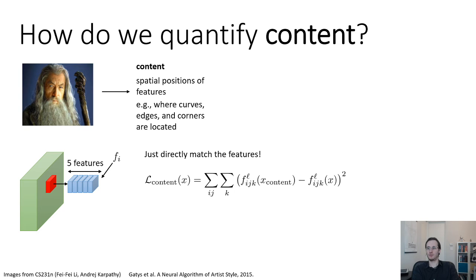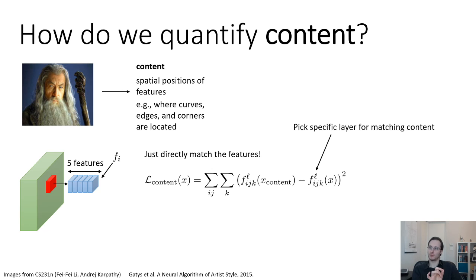So if F_ijk^L is the value of filter k at position ij in layer L, then you can just sum over all positions and sum over all filters and take the square difference between those activations. Now, notice a few things about L_content that are very different from L_style. L_content is for a specific layer. It's not summing over all layers. So here you would select a layer that you consider to be reflective of content. And again, that choice is actually quite delicate.